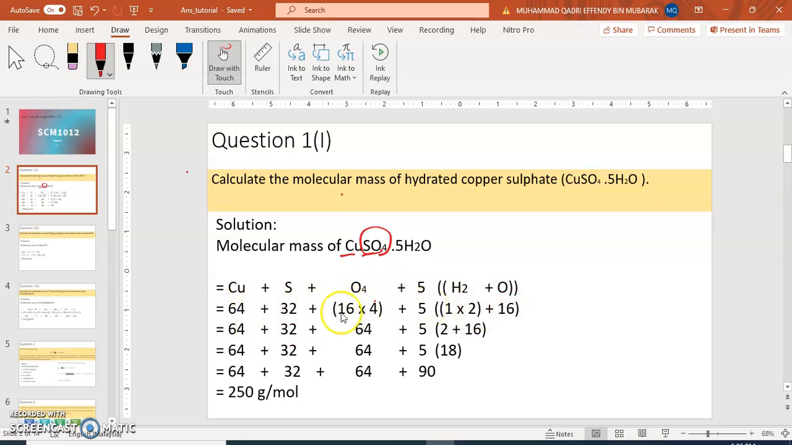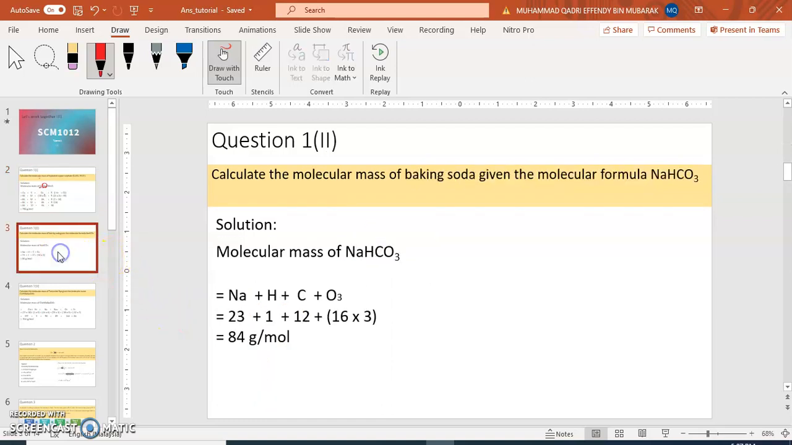Now we know that this is in a bracket, so we try to solve it first. 16 times 4, we get 64. 1 times 2 is 2, plus 16, so 2 plus 16 becomes 18. Then 18 times 5, so that's why we have 90 here. So we have 64 plus 32 plus 64 plus 90. We add them all together, and then we can get the molecular mass of the species. So the molecular mass of the species is 250 grams per mole. Next, we go to the next question.